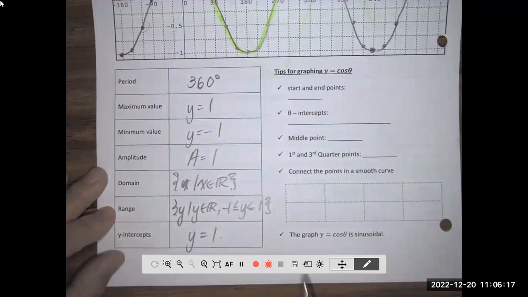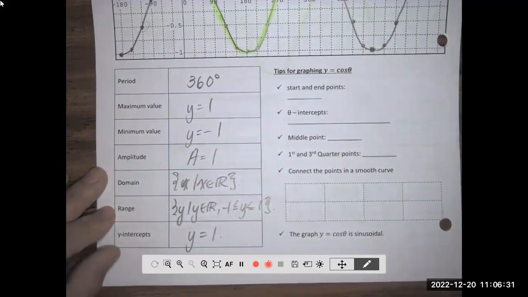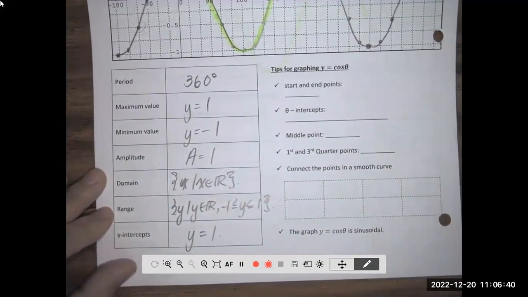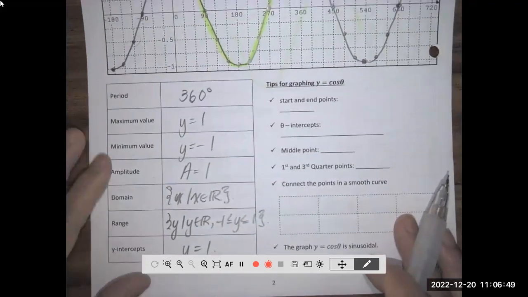What criteria or property has changed from sine to cos? Take a moment to look on your own first before we answer it as a class. What property has changed from sine to cos theta? Okay. Aisha? The y-intercept. So our y-intercept is the major difference here. All the other criteria are the same. Okay?